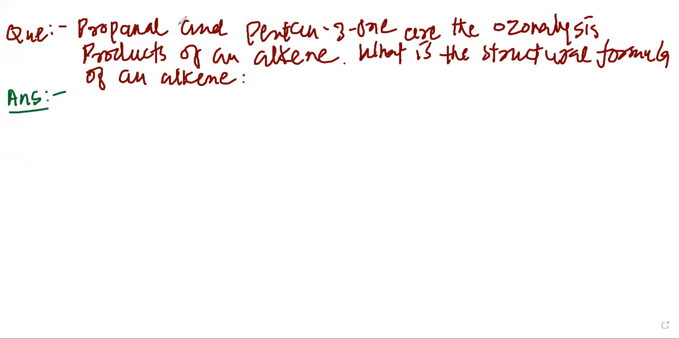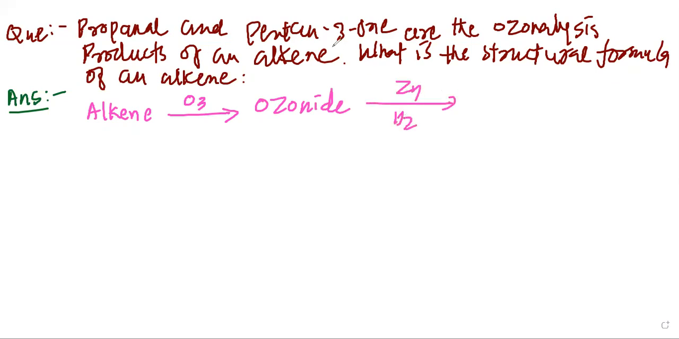If we really understand the question, we'll realize that we have an alkene. This alkene, when it reacts with ozone, gives us the ozonide. And this ozonide, on reaction with zinc and water, gives us two products. What are these two products? Propanal and pentan-3-one.